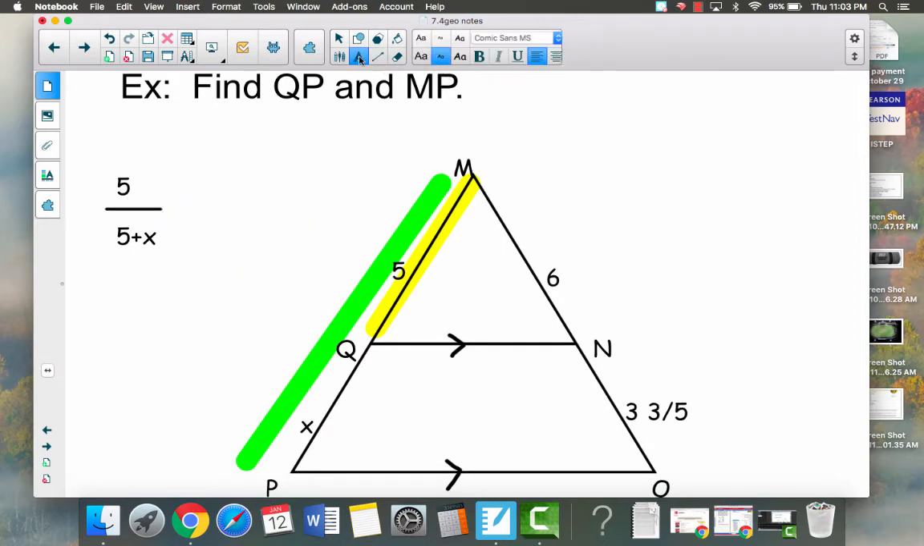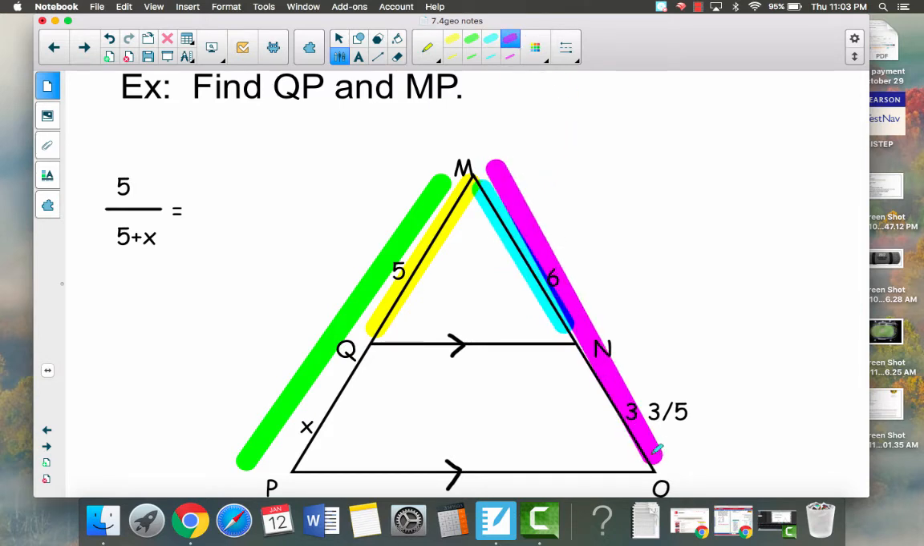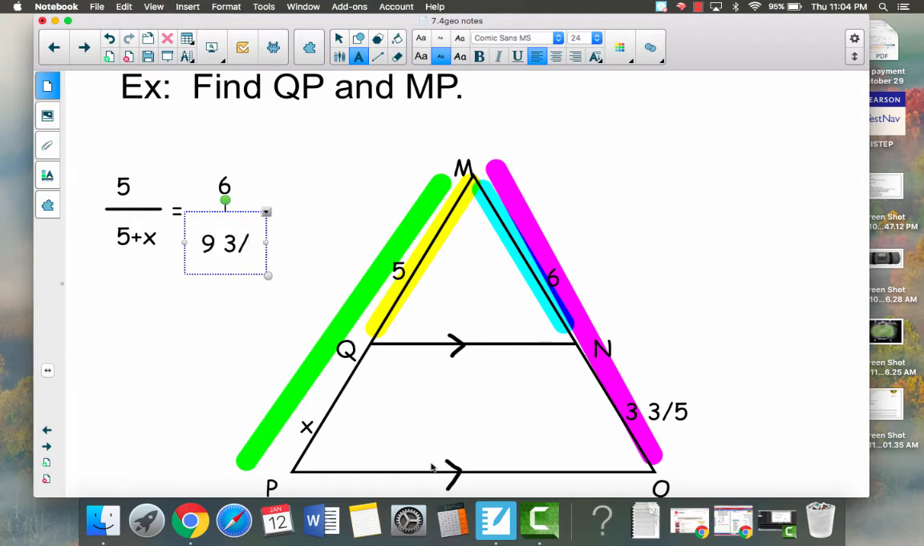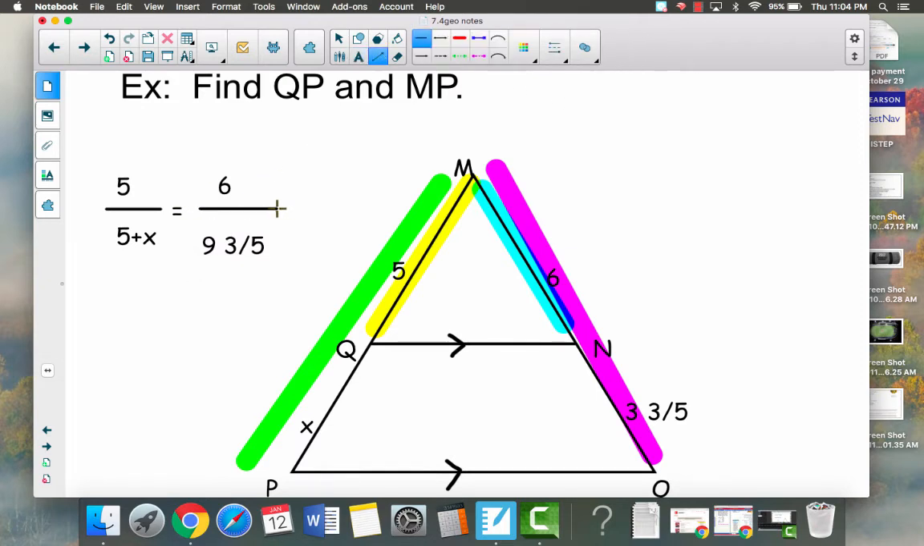And then we're going to make this equal to, and we're going to do the same thing on the other side. So I'm going to say that this MN is going to be a ratio with the largest one. So here in our fraction we would have the smaller side, so that's 6. And then over, let's see, 3 and 3/5 and the whole thing, add 6 and 3 3/5. That's going to get you 9 and 3/5. Okay, so it's kind of hard to type mixed numbers on there, but you guys get the idea.